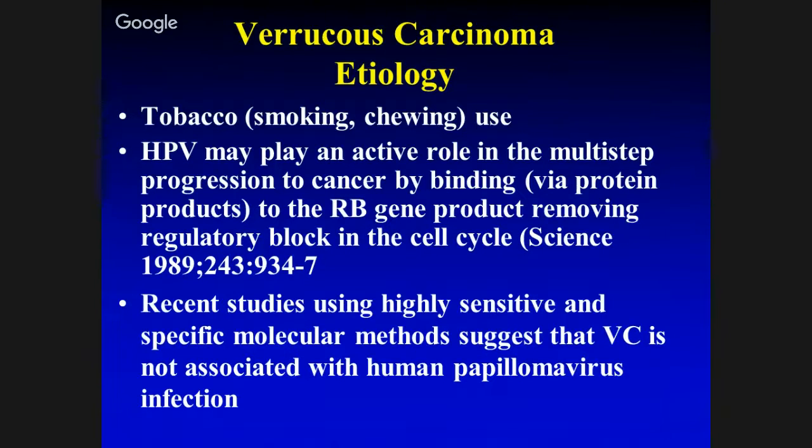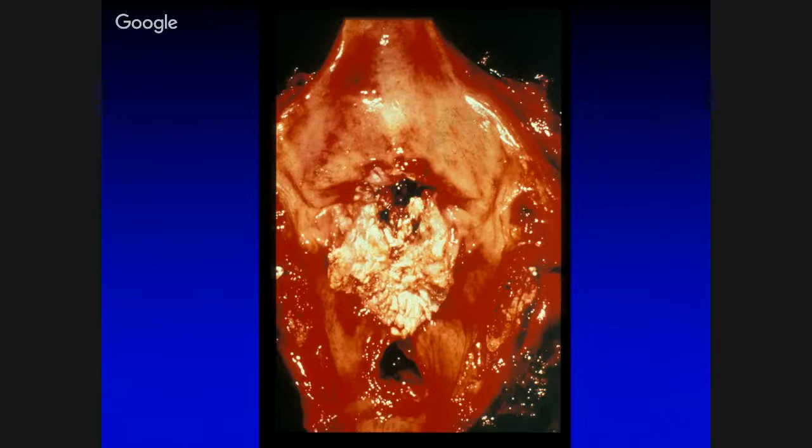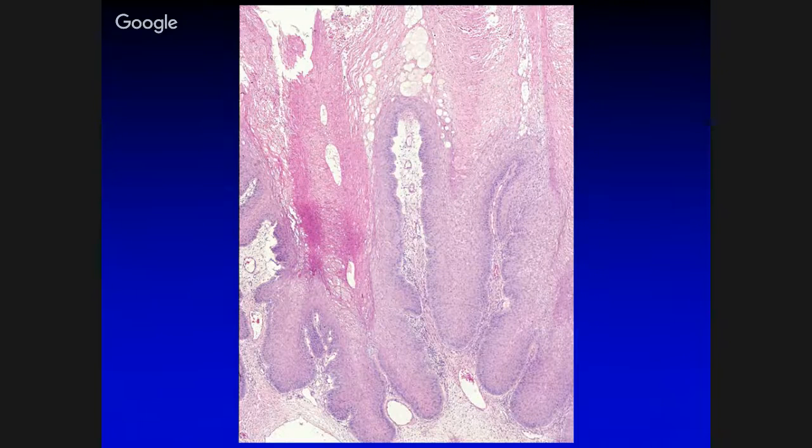So maybe a secondary player, and then the bottom bullet says that more sophisticated analysis shows that Verrucous carcinoma is not associated with HPV. So the HPV there impacts on the cell cycle, leading to immortality of the cell and progression of disease, but not a direct cause and effect. So here's a verrucoid lesion of the larynx, and the classic morphology is here.